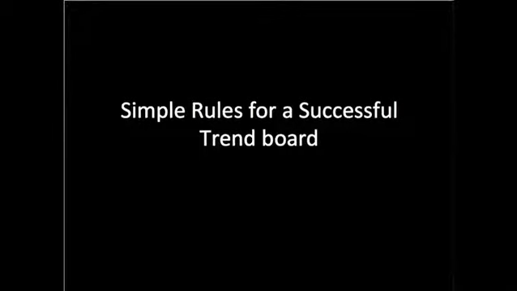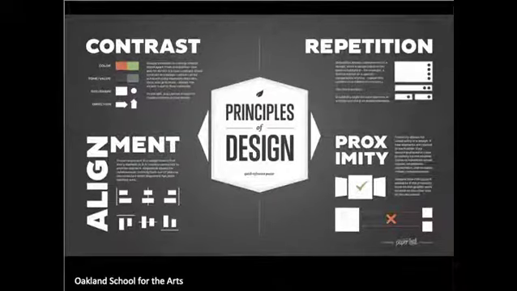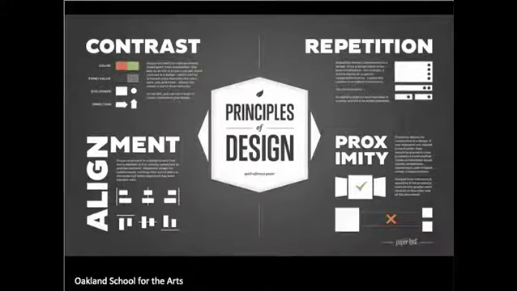Here are a few simple rules for a successful trend board. If you keep the acronym CARP, like C-A-R-P, like the fish, in mind, you can be sure that you're heading in the right direction with layout. Contrast, alignment, repetition, and proximity.